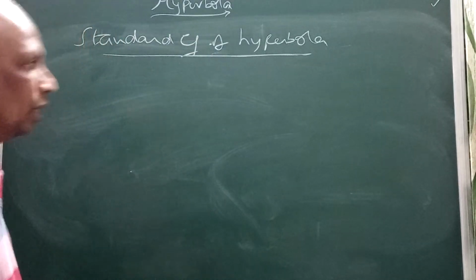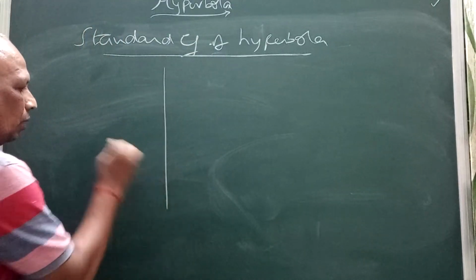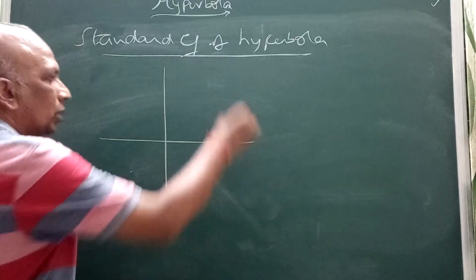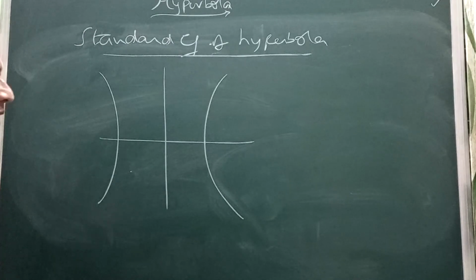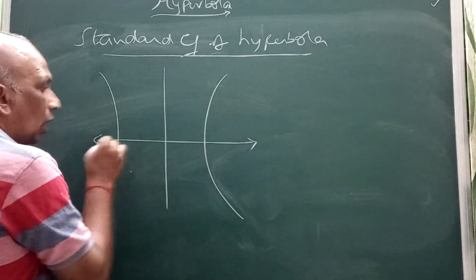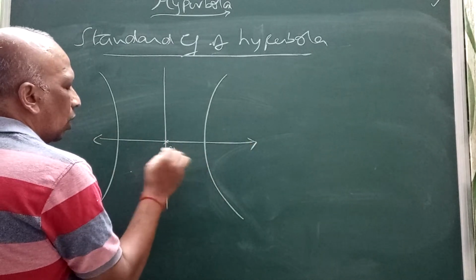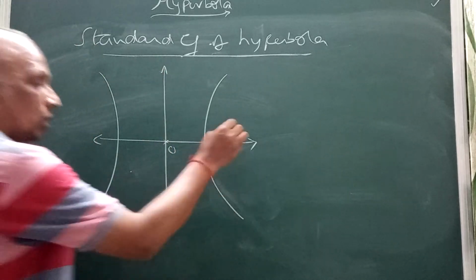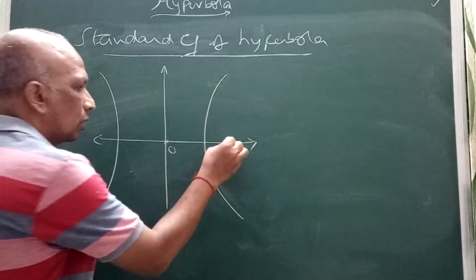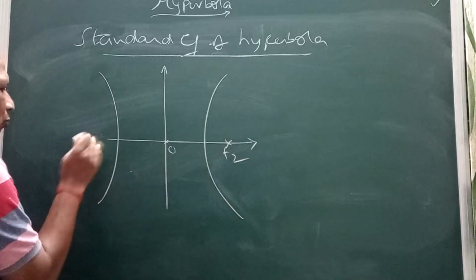You can see here I can consider one hyperbola. This is the transverse axis along the x-axis. This is the origin (0, 0). This is the conjugate axis that we discussed. This is the transverse axis. Here, this is F2 and this is F1.